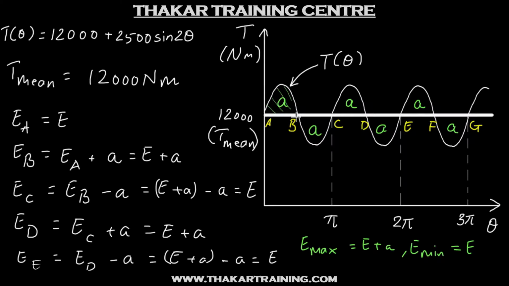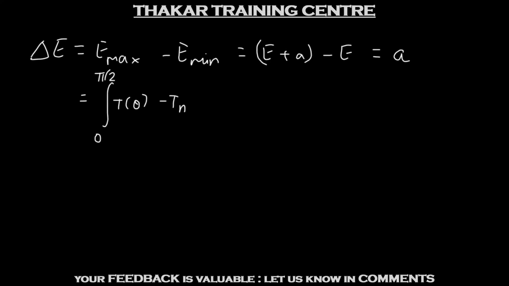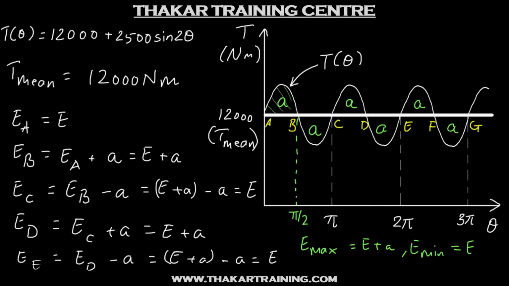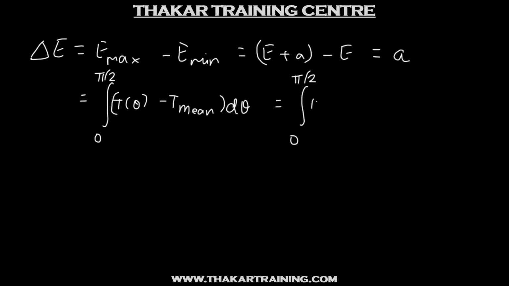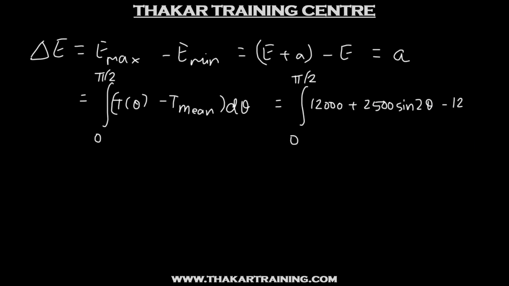So this is midway of this sine curve, which will be pi by 2. So this A is nothing but the integral from 0 to pi by 2 of T of theta minus T mean with respect to theta. What is T of theta? It is 12,000 plus 2,500 sine 2 theta, minus the mean torque, which is 12,000, with respect to theta.